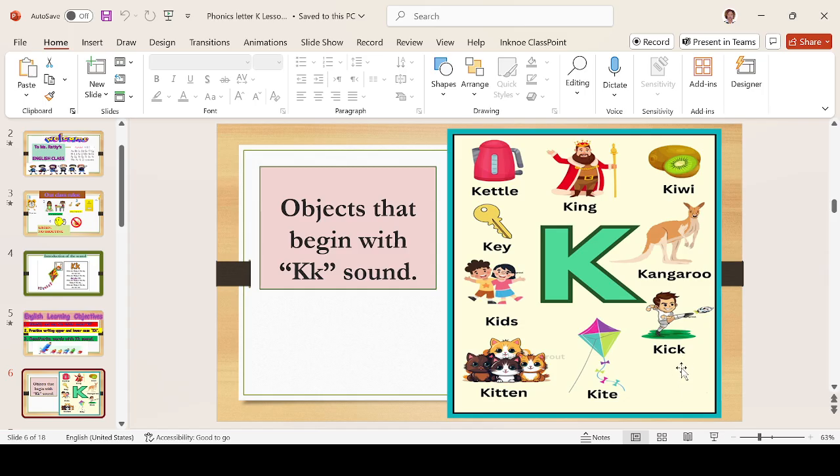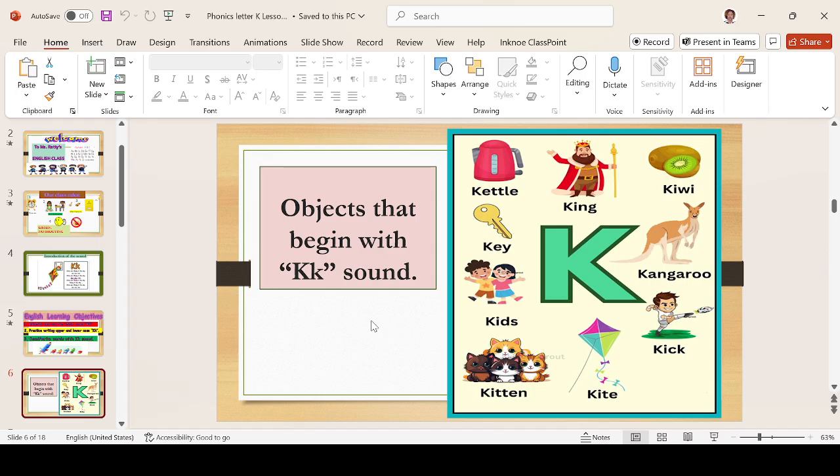Okay, so now can you pause the video? I want you to look around your house and get some objects that begin with the K sound. What can you get in your house? You have a kettle, right? And keys. You can look for kiwi fruits and your kite, okay? And other things, okay? Try to look around.